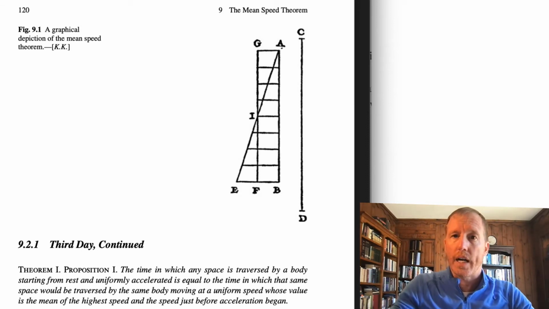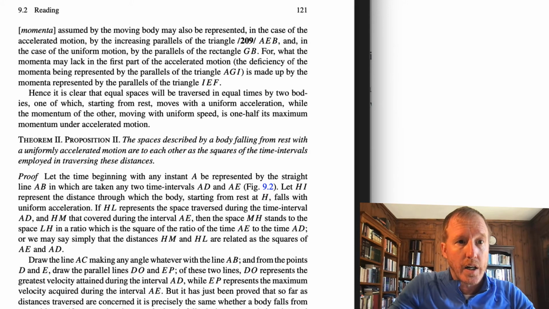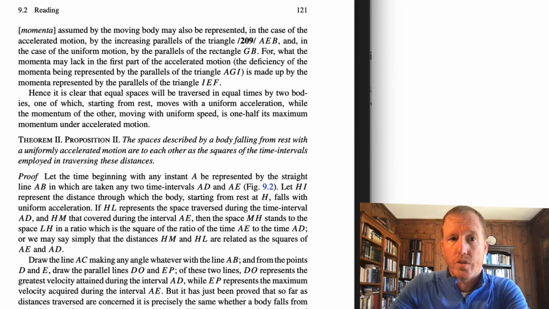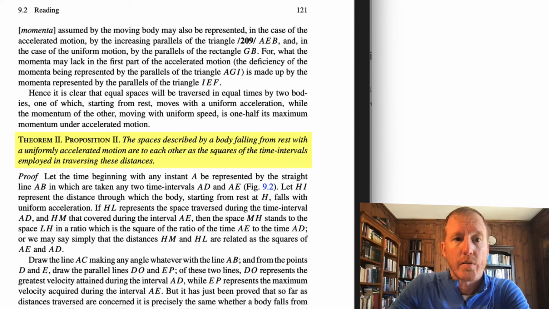What I'd like to do now is to jump ahead one page to Galileo's Theorem 2, Proposition 2. And here I'll just read it. He says, the spaces described by a body falling from rest with a uniformly accelerated motion are to each other as the squares of the time intervals employed in traversing these distances.